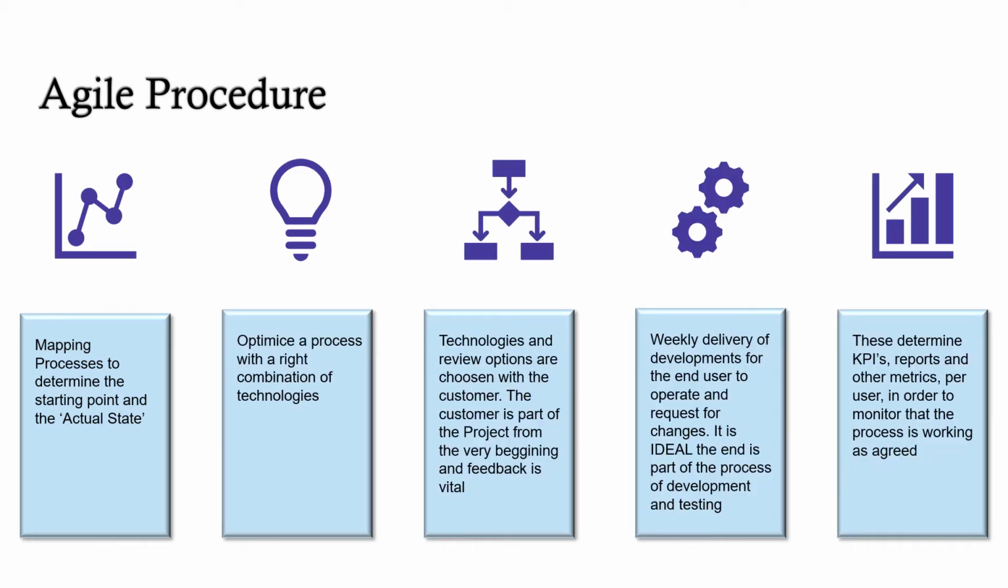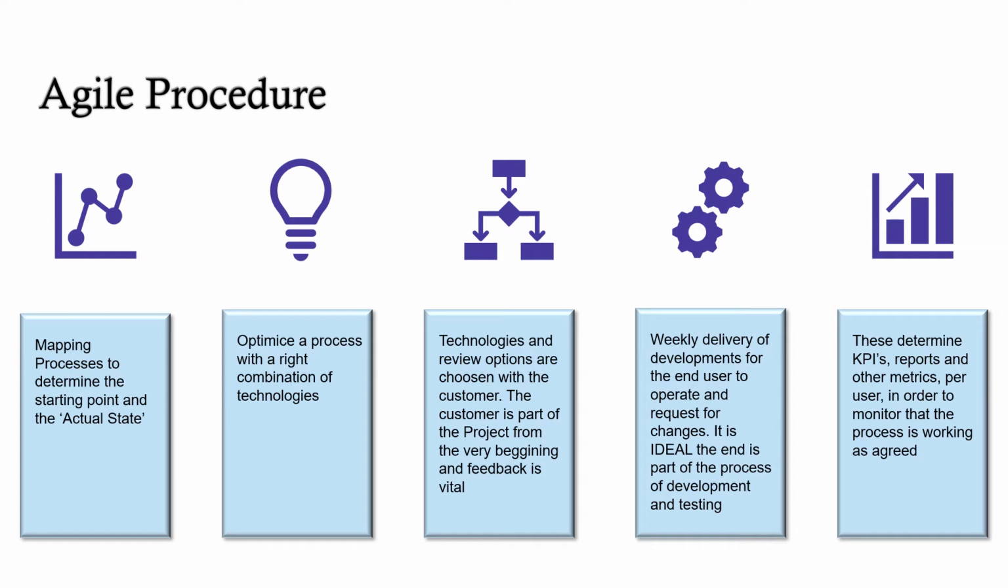Here is a brief description of the Agile procedure based on 5 steps. First, mapping processes to determine the starting point and the actual state. Second, optimize a process with the right combination of technologies. Third, technologies and review options are chosen with the customer. The customer is part of the project from the very beginning and feedback is vital.